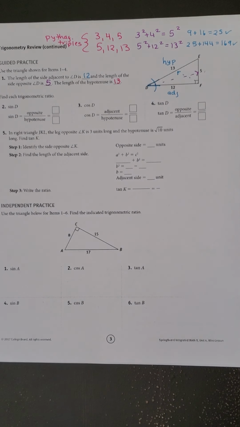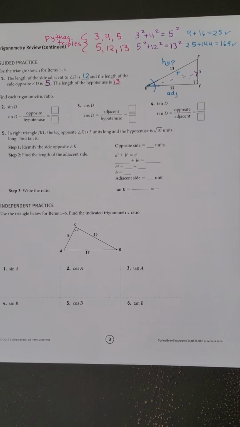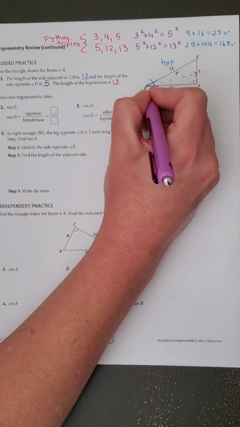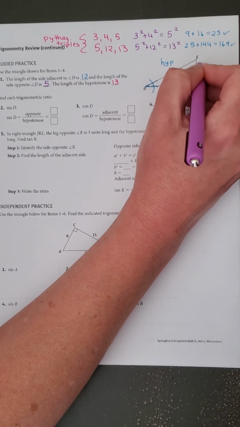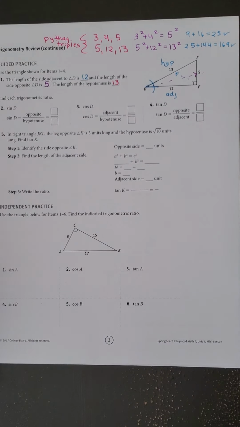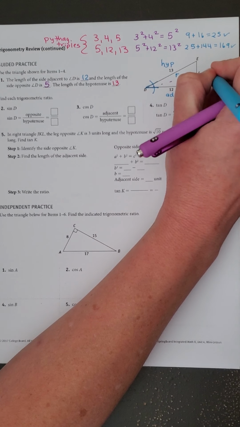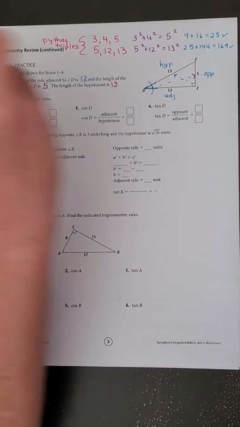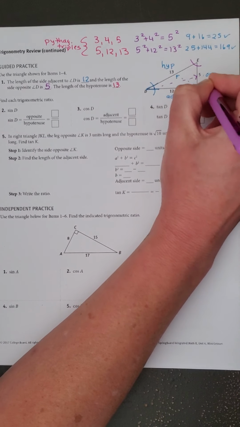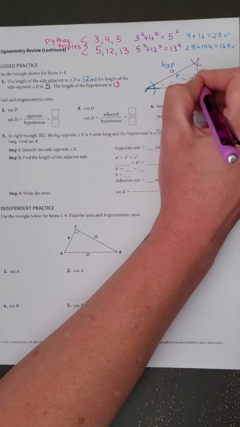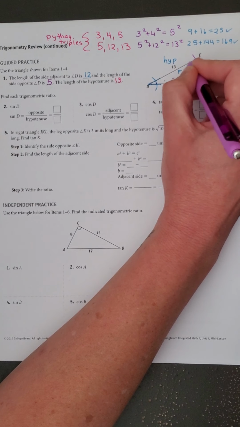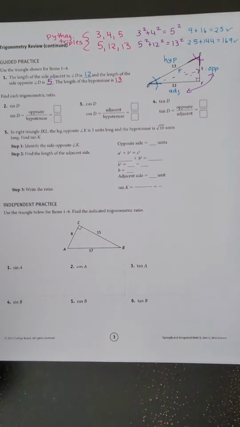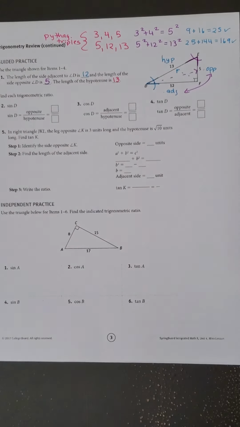All right, moving on. Find each trig ratio. So again, we're working with angle D. Now, if we were working with angle E, what would happen is that if I was at angle D, this is opposite and this is adjacent. But if I were over here at angle E, these two would flip-flop, because now adjacent would be touching angle E. The hypotenuse would still be the hypotenuse, but across from angle E, or opposite, would be this one, 12.